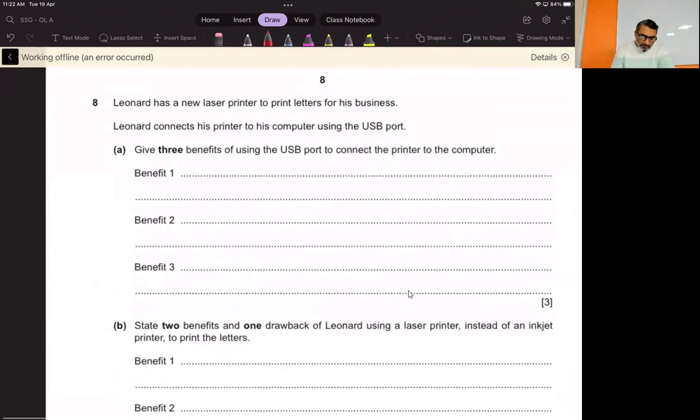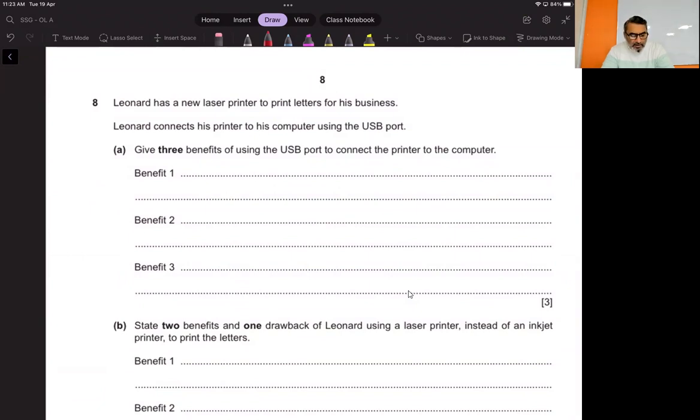All right. Leonard has a new laser printer to print letters for his business. Leonard connects his printer to his computer using USB port. Give 3 benefits of using USB port to connect the printer to the computer.